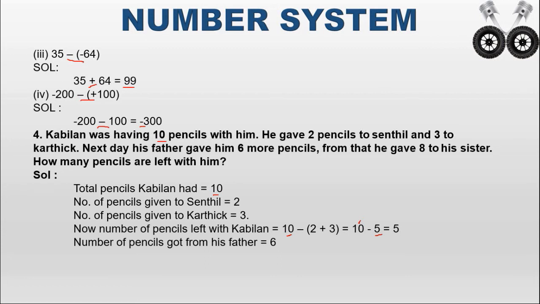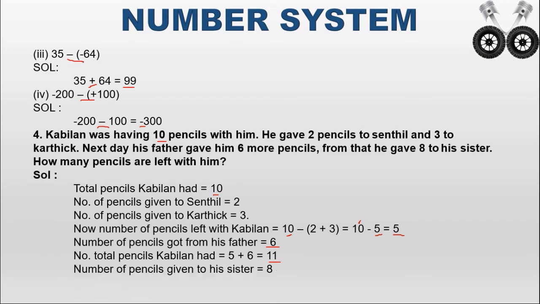Next day, Kabilan's father gave 6 more pencils to Kabilan. So now the total number of pencils Kabilan had: already he had 5 pencils. Now his father gave him again 6 pencils. So 5 plus 6 equal to 11 pencils. So total number of pencils Kabilan now had equal to 11. So what did Kabilan do? He gave 8 pencils to his sister. So you have to subtract 8 from 11. So 11 minus 8 equal to 3. So how many pencils now left with Kabilan? 3 pencils are left with Kabilan.